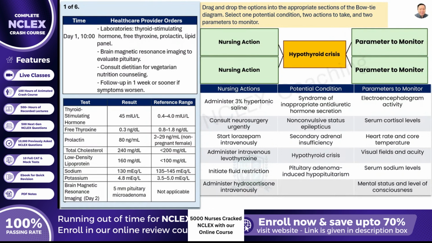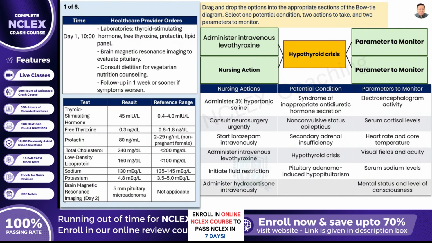We have the options: administer 3% hypertonic saline, consult neurosurgery urgently, start lorazepam IV, administer IV levothyroxine, initiate fluid restriction, administer hydrocortisone intravenously. The two actions should be administer intravenous levothyroxine. So let's get this one first. Now, this intervention will get the thyroid hormone back into her system quickly. And the IV route is preferred over oral form because our patient is actually disoriented.